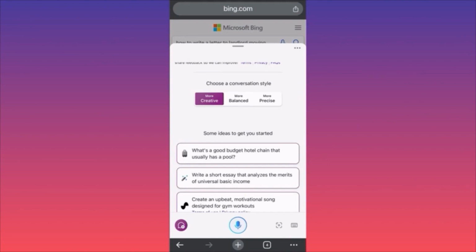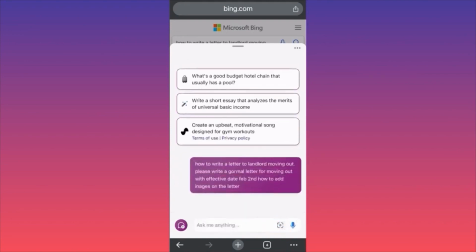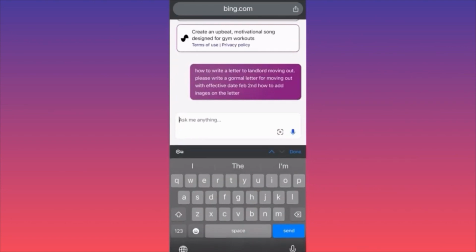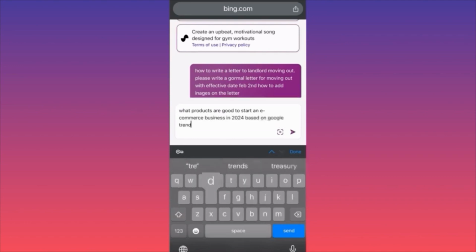In this particular example, guys, we're going to use the balanced setting over here, the creative mode, that will help us to start a business. In the first example that we're going to go over, guys, we're going to ask: what products are good to start an e-commerce business in 2024 based on Google Trends?